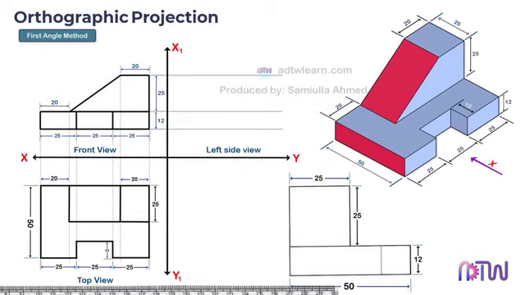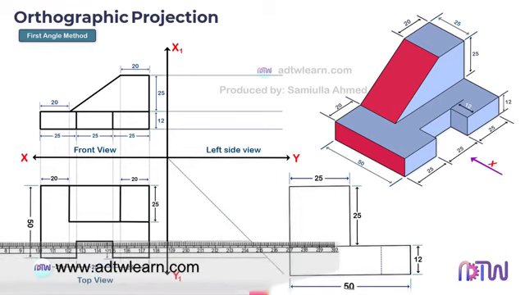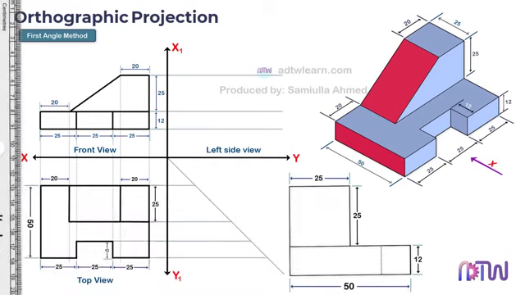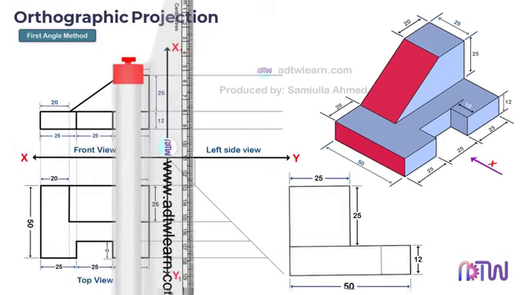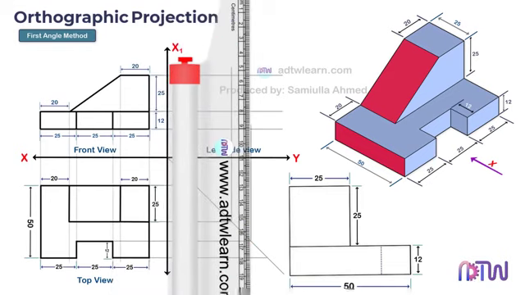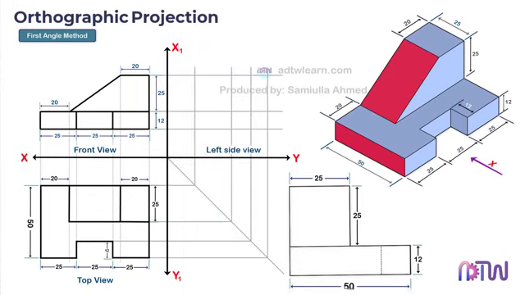Also, we can draw the projection lines from the top view. To do so, first, draw an inclined line which will be at 45 degrees. After this, draw the projection lines from the top view. Extend these lines up to this inclined line. And draw the vertical lines from each of these intersection points. These lines will help us in drawing the side view.